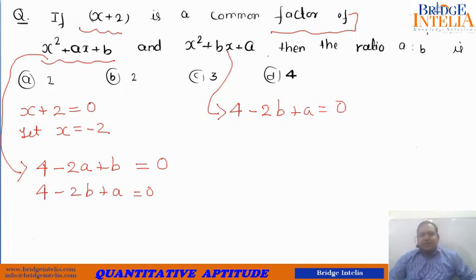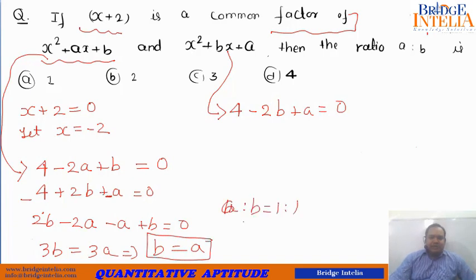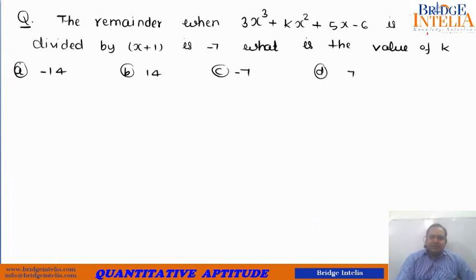So based on this, they are asking us to calculate the ratio a is to b. So let's do that. Let's subtract the second equation from the first one. So 2b minus 2a minus a plus b is equal to 0. So from here, what does it come out to be? 3b is equal to 3a. So from here it is very clear that b is equal to a. So the ratio of a is to b is 1 is to 1. Now let's move to the next one.